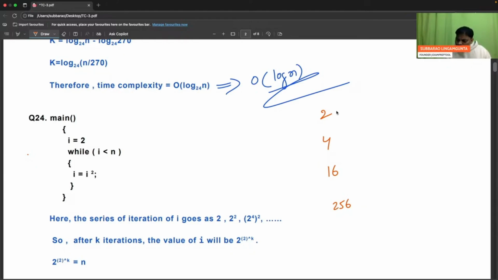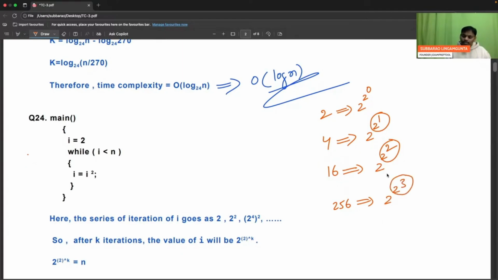Now if you observe clearly, this one became 2 power 0, which is 1, and 2 power 1 is 2. You can check. 2 power 1 is 2. 2 power 2 is 4. This one is 2 power 2 square. 2 square is 4, 2 power 4 is 16. This can be written as 2 power 2 cube. 2 cube is 8, 2 power 8 is 256.